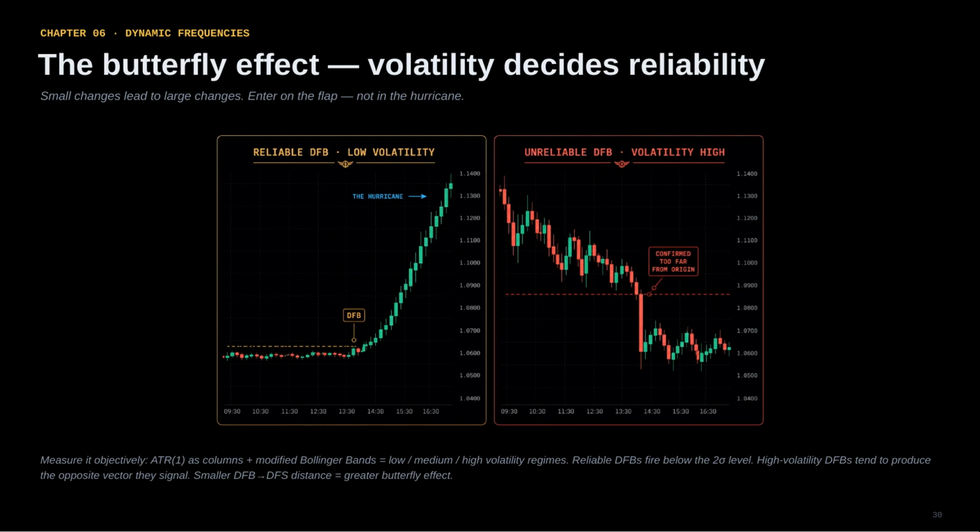On the right, an unreliable DFB, confirmed far from the origin, with volatility already high. Enter there and the only direction the storm can go is calm. You get dragged behind the bus. Measure it objectively with ATR1, plotted as columns under modified Bollinger Bands. Reliable DFBs fire below the 2 sigma volatility level. And the smaller the vertical distance between the DFB and its DFS, the greater the butterfly effect.